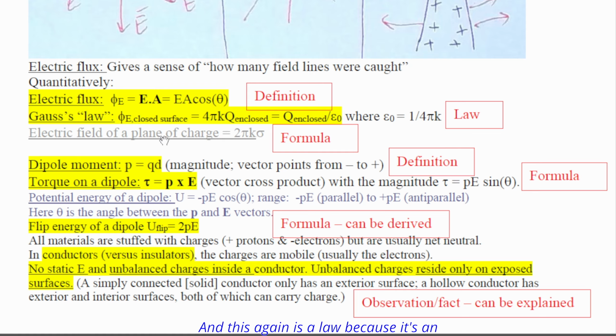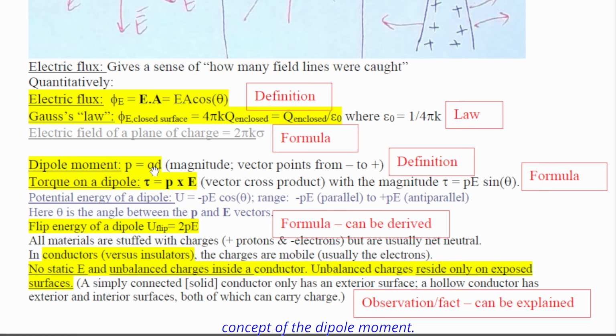And this again is a law because it's an observed pattern of behavior. This can be derived from Coulomb's law. However, you can view Gauss's law as the fundamental law and derive Coulomb's law from it. So it's kind of parallel to Coulomb's law.